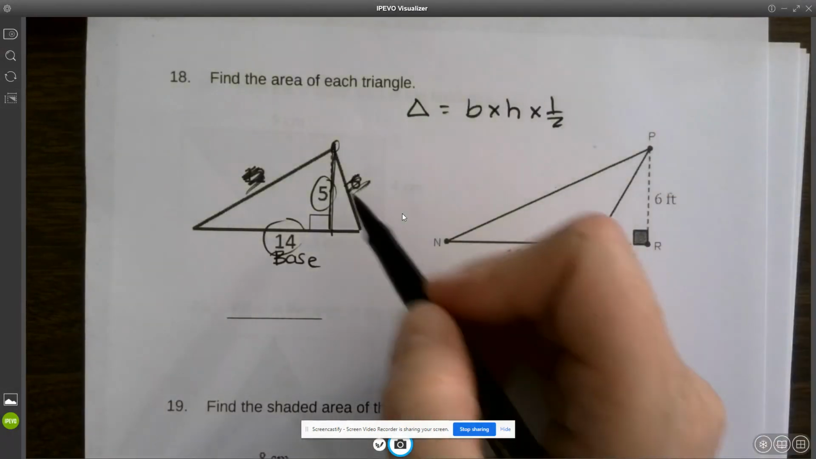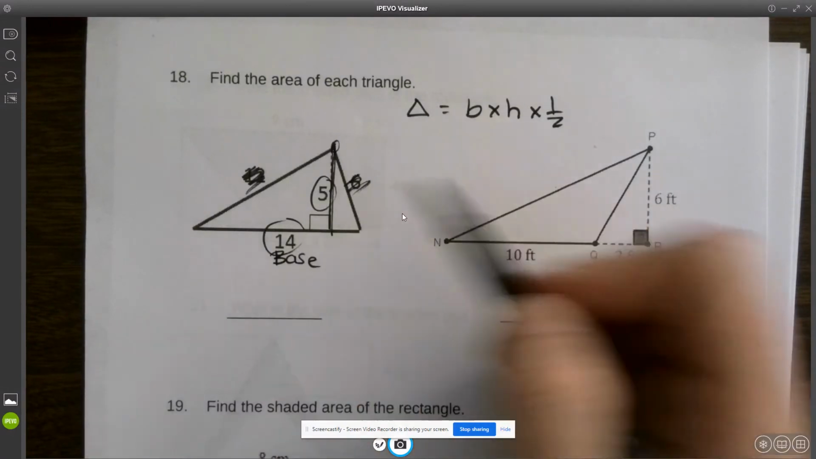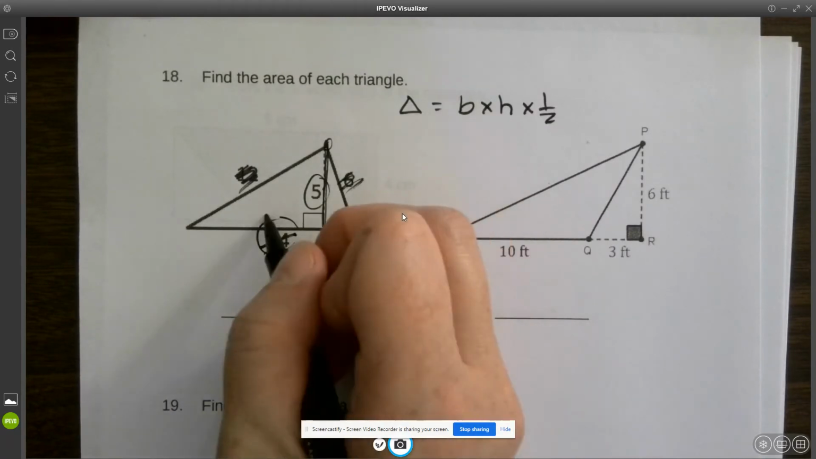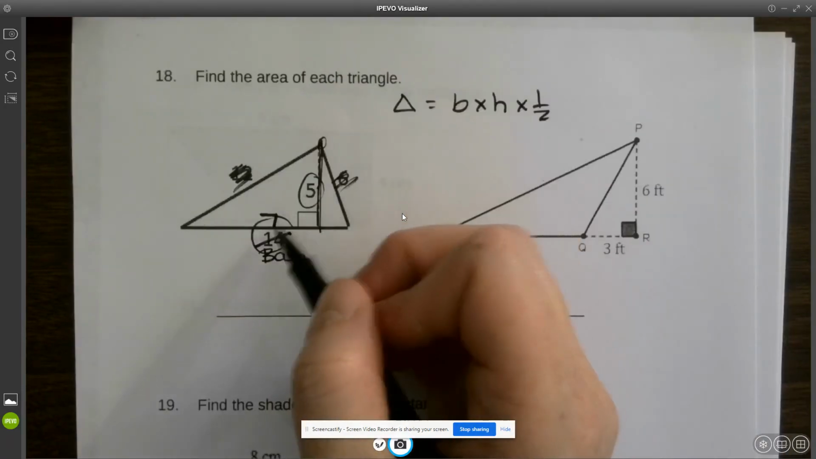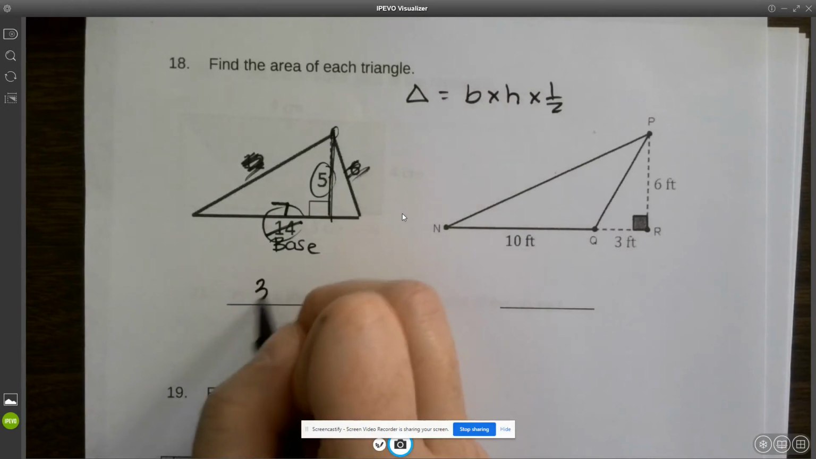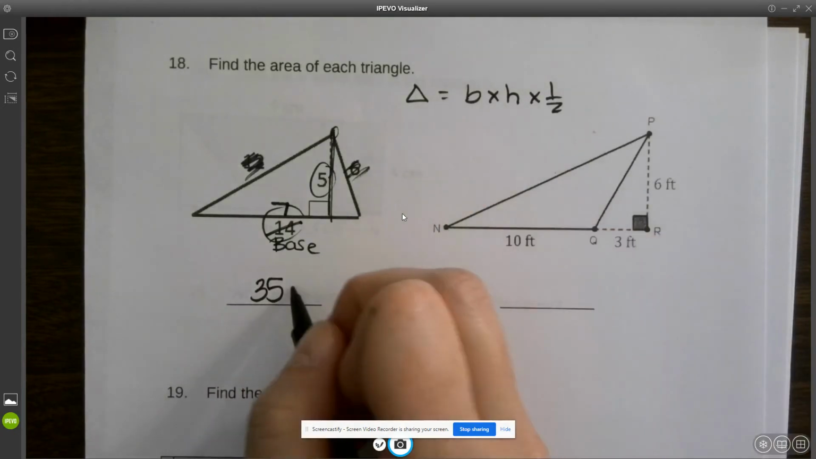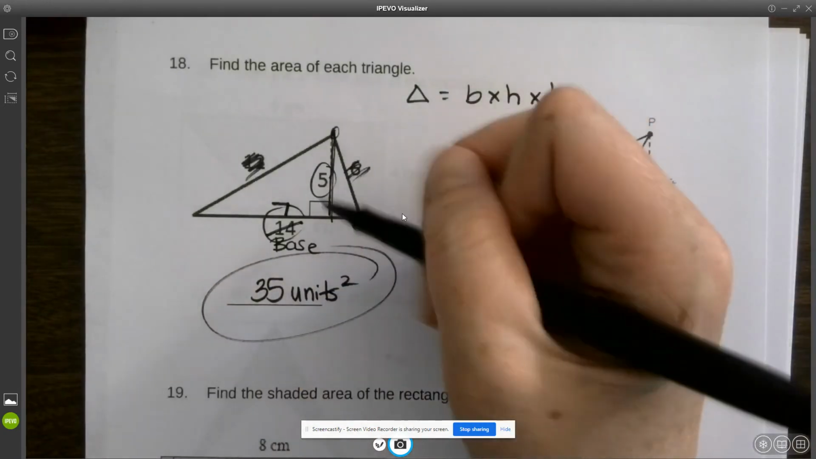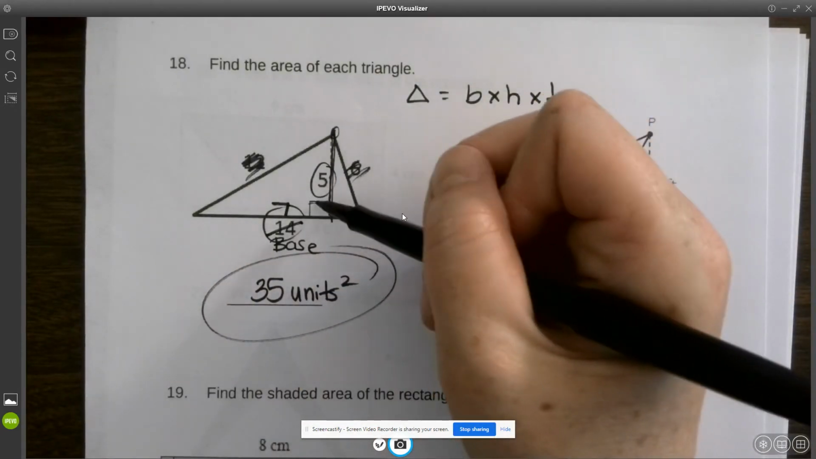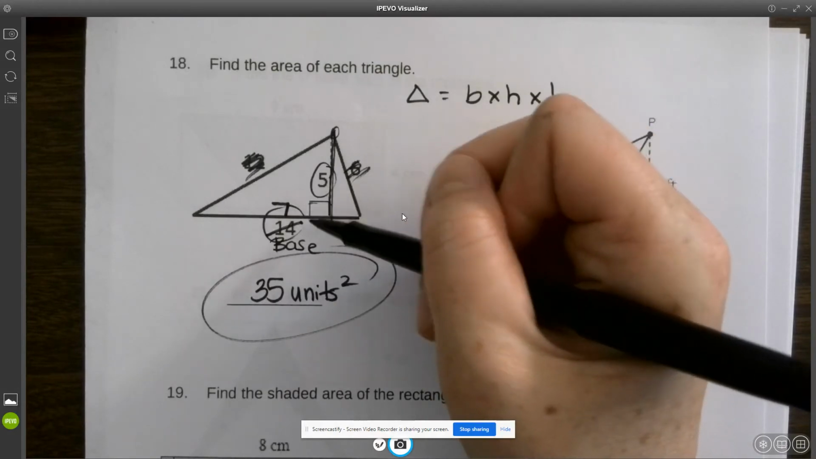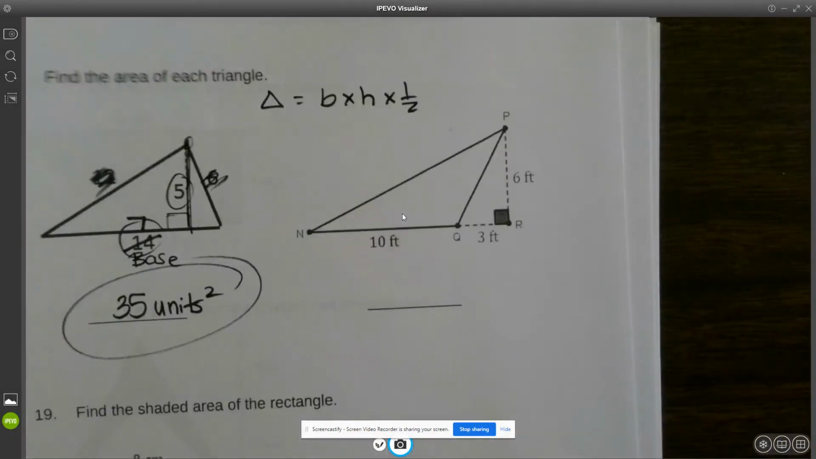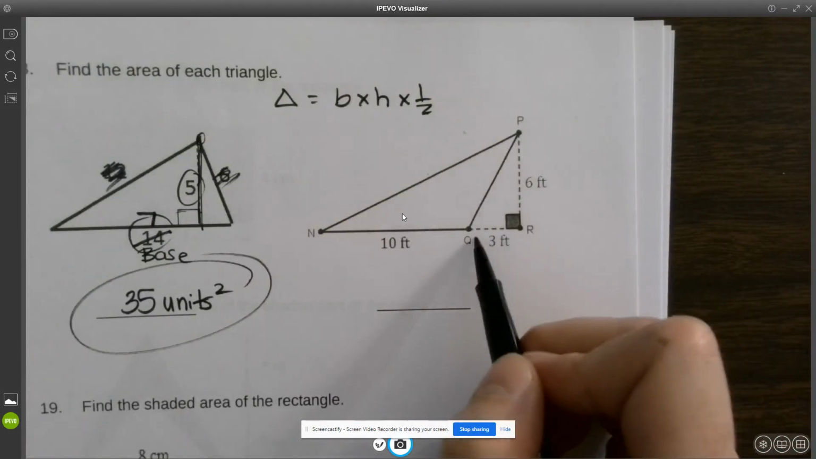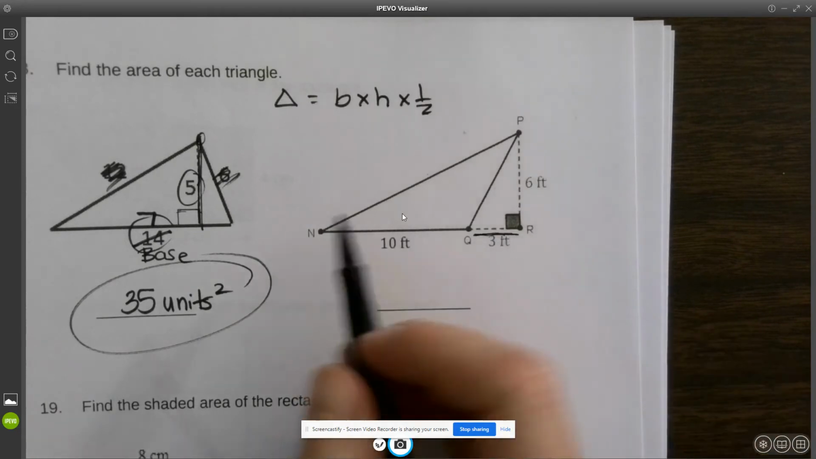Okay. Instead of going 5 times 14, dividing it by 2, let's just cut one of these in half right off the bat. So what's 14 cut in half? It is 7. Now I can multiply 5 times 7, and it would be 35. And there's no units, so just put units squared. And remember, you can always find the height, because it'll make a right angle right here, 90-degree angle. Okay, next one. So we're looking for the base and the height only. This is not the base. You're looking for the ground of the triangle.